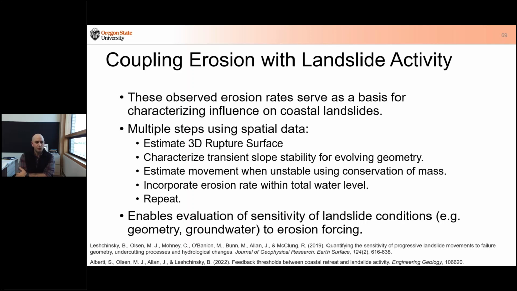So we use some of the same tools, our 3D rupture surface, 3D slope stability analysis, a finite difference solver using conservation of mass to look at movements and how the geometry evolves. And we use some of the data sets, erosion rates, for example, total water levels, to look at this. And it allows us to look at the sensitivity of landslide conditions to erosion forcing.